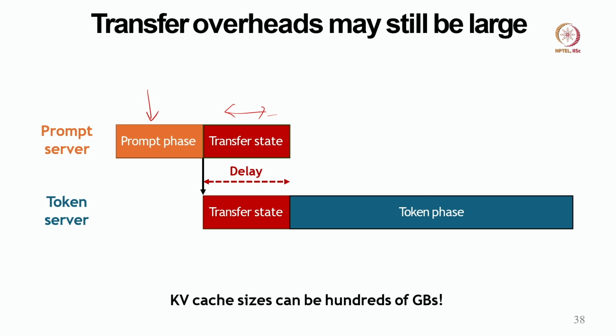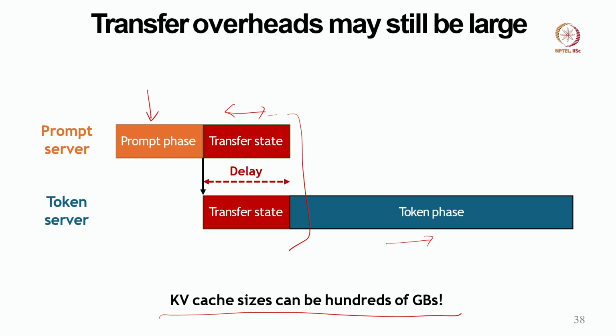Now, once the whole transfer is over, only then will the token phase, the decode, start, right. And this KV cache size can be hundreds of GBs. We have already seen an example where KV cache size is obtained from the sequence length, D model, etc. And if the model size is high, if the hidden dimension is high, then the KV cache size is also very, very high, right?